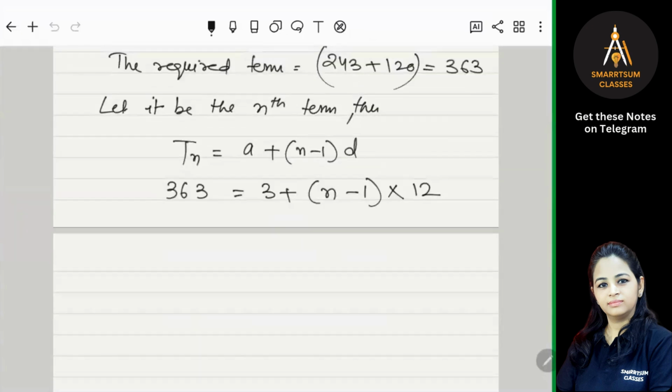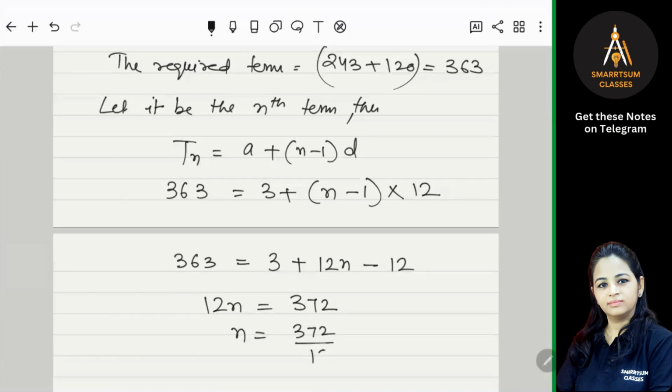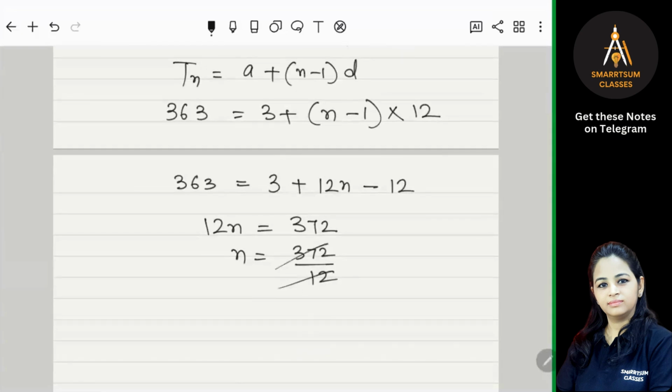Now solve this for n, right? So 363 is equal to 3 plus 12n minus 12. Are you getting that? So what did it become? 12n is equal to 372. Okay, so n will be equal to 372 upon 12, that is 31, right? So the value of n is 31.